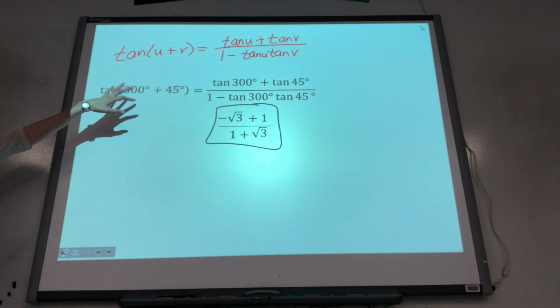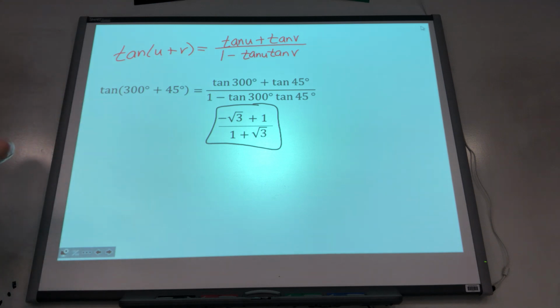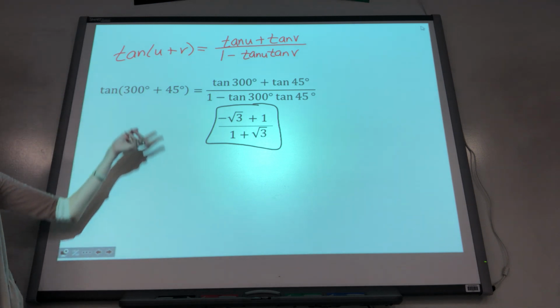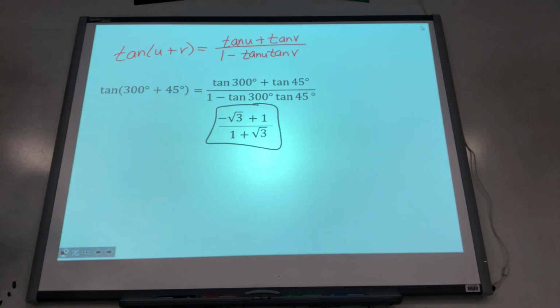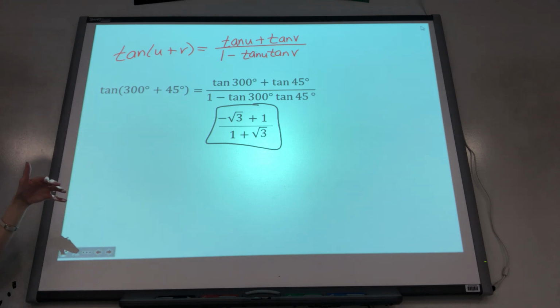Now, I will say on this problem, the only formulas that we used were sum formulas. Sine of u plus v, cosine of u plus v, tangent of u plus v. You never know, you might need a difference formula on the test. So add those to your cheat sheet as well. It would say sine of u minus v, cosine of u minus v, tangent of u minus v. Just make sure that you've got them all on there. Any questions about those?